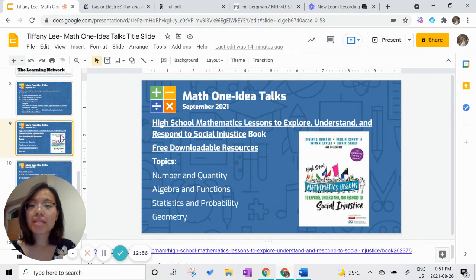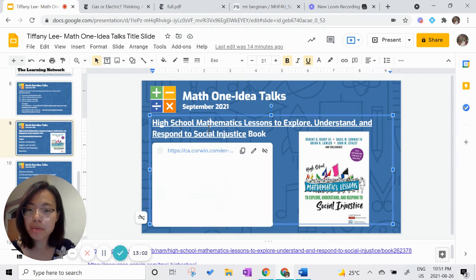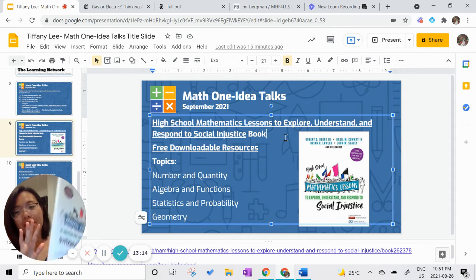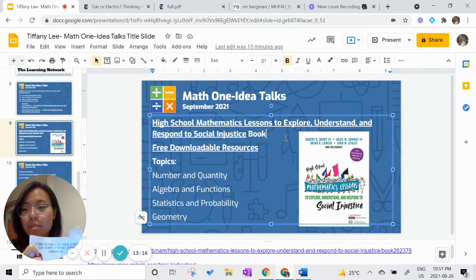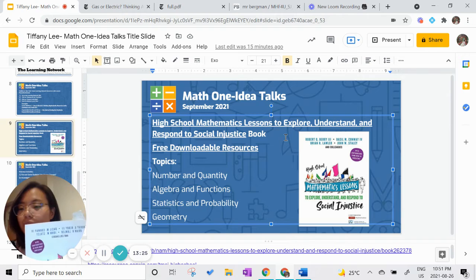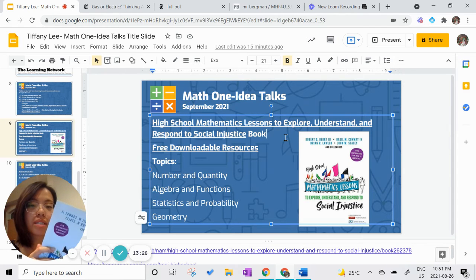I'm going to also talk about this one. So this is a book. I've also hyperlinked the book for you if you want to purchase it. I'm not a spokesperson for this book, but how I found out about it, and I did buy it, was when I attended this past year's OAME conference, and I saw Robert Barry speak. And Robert Barry is one of the authors of this book, and there's a bunch of other educators that have contributed to this. And it's called High School Mathematics Lessons to Explore, Understand, and Respond to Social Injustice.